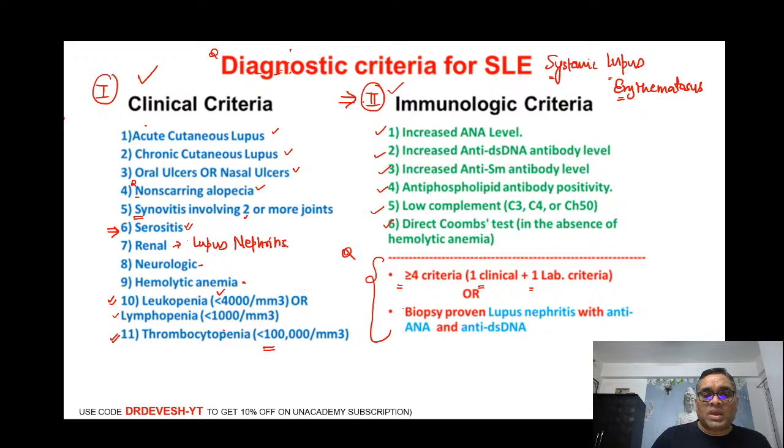Or there should be a biopsy-proven lupus nephritis with anti-nuclear antibodies or anti-double stranded DNA. It means that if there is a biopsy showing lupus nephritis, then you can also say that it is SLE, right? So these are the criteria as I have told you.